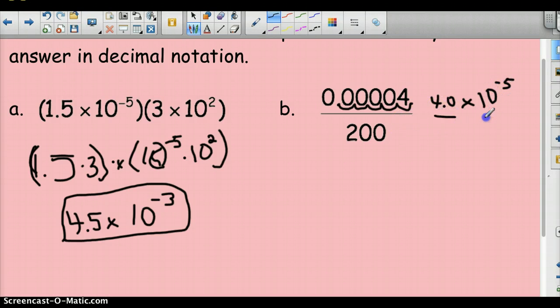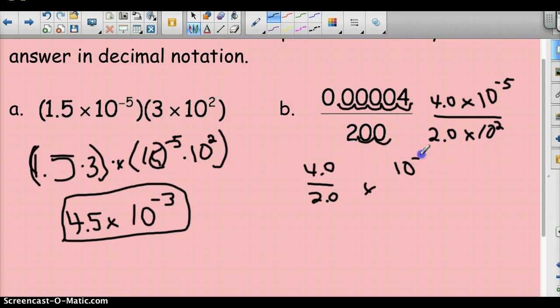I'm going to do the same thing to the denominator. In the denominator, I'm going to move the decimal point over until I get a number between 1 and 10. There it is. 2 is a number between 1 and 10. And I check to see how many times I moved that decimal. I moved it twice to the left. So that's why it's 10 to the positive 2 power. Now, what we're going to do here, we are going to go ahead and divide the bases, and then divide the exponents.